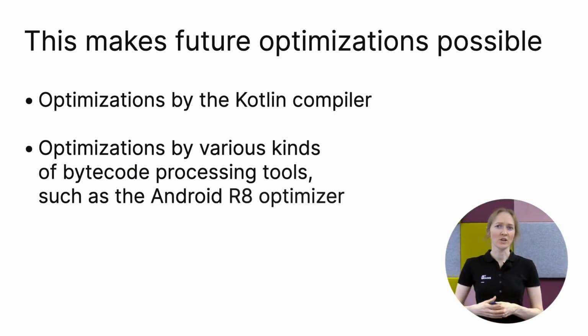Why did we make this change? It makes possible future optimizations. Right now, we don't do any optimizations. It's something to be implemented in the future by the Kotlin compiler or by the Android R8 optimizer. This optimization is especially important for Android.